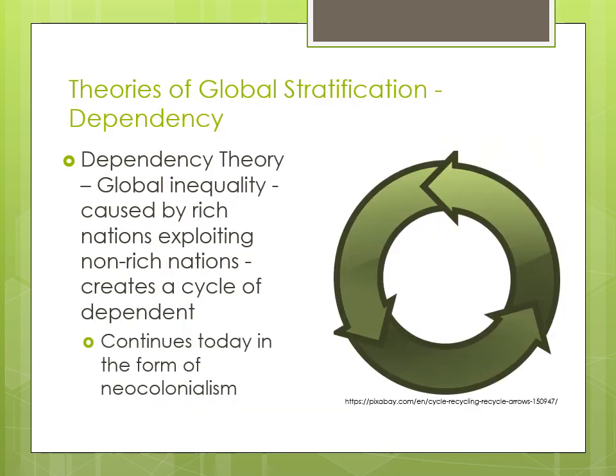Dependency theory is on the other end. It basically says that global inequality exists because rich nations continue to exploit poor nations, and it creates a cycle of dependency. So if I force a country to go into debt and they can't pay that debt, then they are dependent on the wealthy nations. And wealthy nations became wealthy because they were actually able to exploit the world's populations and the world's resources. And so dependency theory basically focuses on the exploitation that continues today in the form of new colonialism.